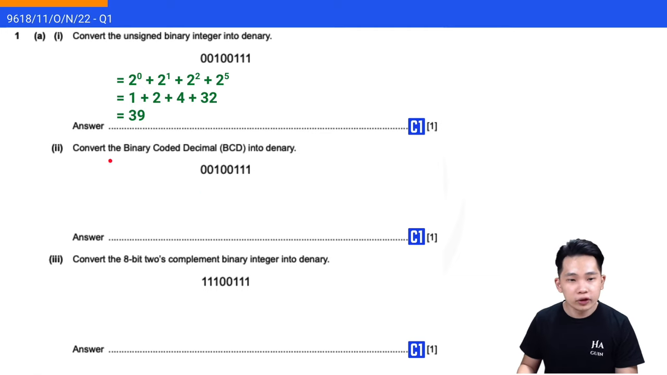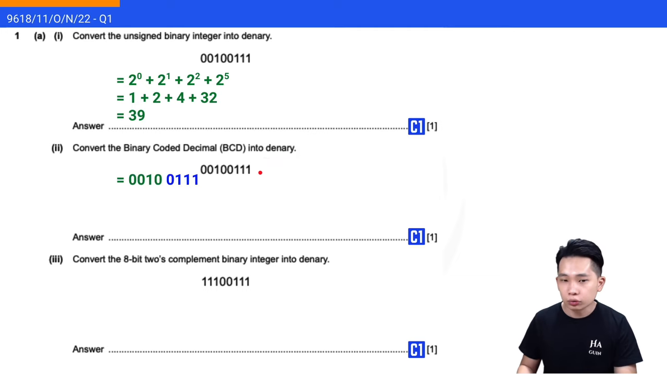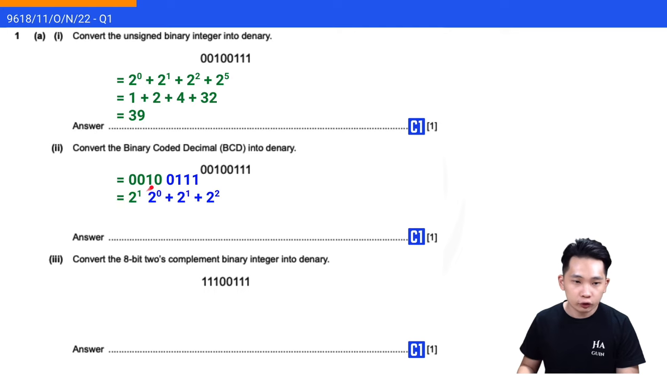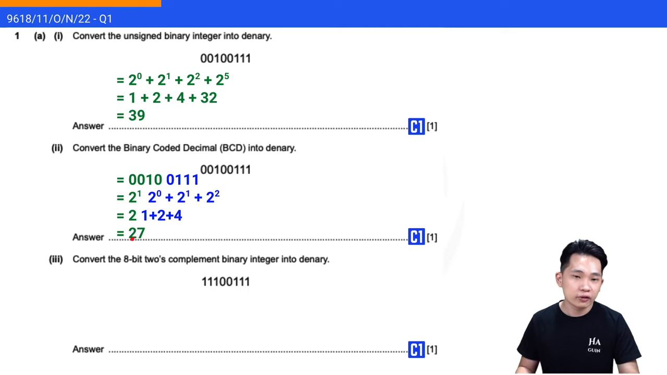And next, convert the binary coded decimal, BCD, into denary. For BCD, it's actually quite simple. You can just split them into two: 0010 and 0111. And you can convert the green and blue into their respective digits, which is 2^1 for 0010, and then 2^0 plus 2^1 plus 2^2 for the blue part here. So it will be 2, and then 1 plus 2 plus 4 for the blue. So the final answer will be 27. Therefore, 27 is the final answer for this BCD question.